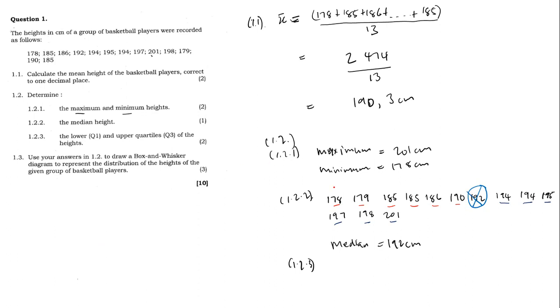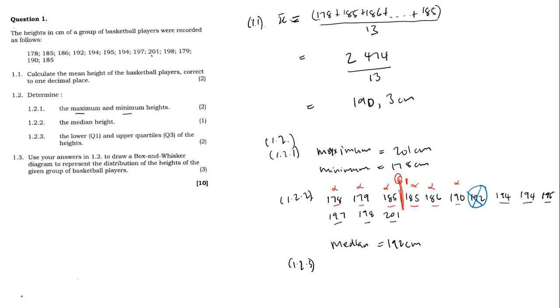So now let us look for Q1. Where is Q1 actually located? Here we have 1, 2, 3. Remember, we do not include the median. And then we have 1, 2, 3. That means half of the first half is going to be between 185 and 185. This is where our Q1 will be situated.